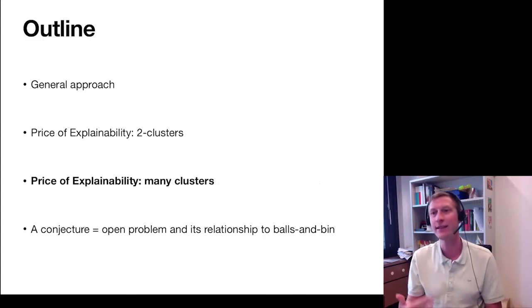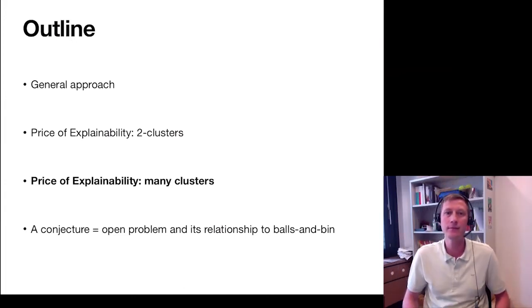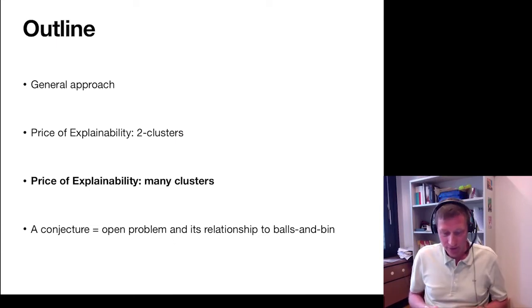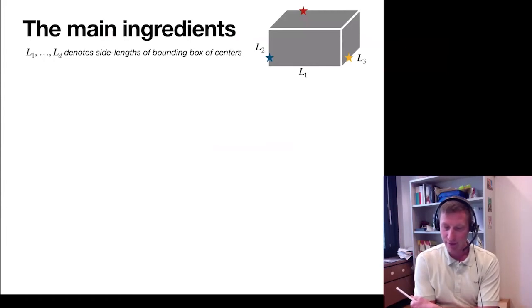But we will see that there is an added advantage to selecting random cuts, at least in the worst case. So that was two clusters. So what are we going to do if we have many centers?